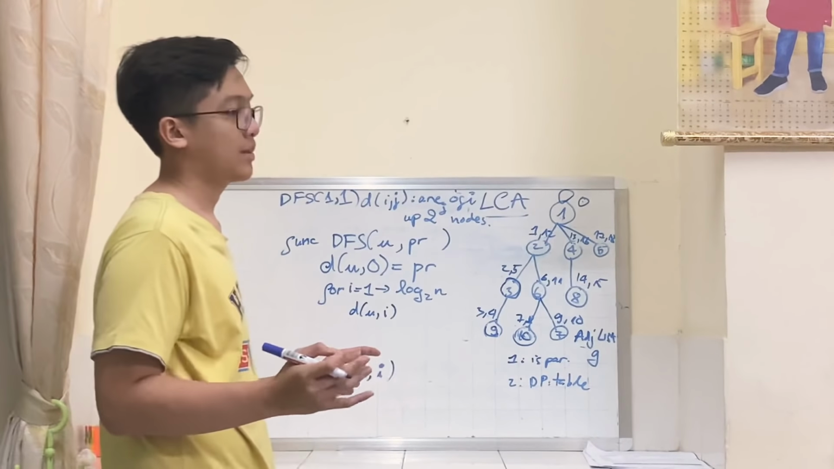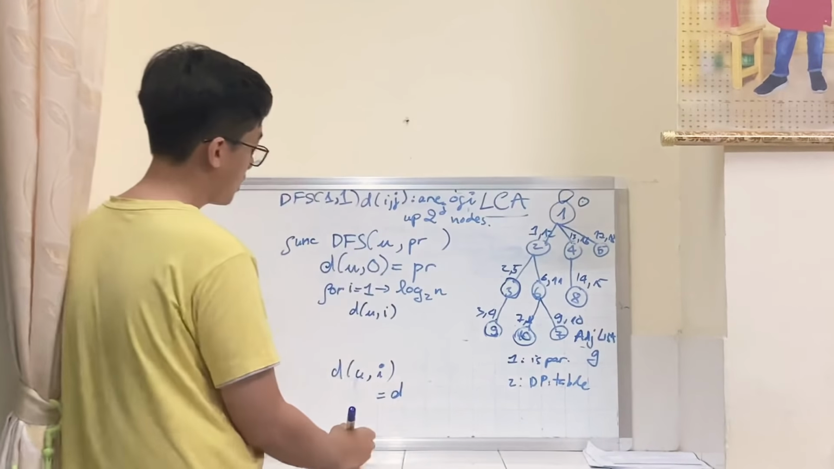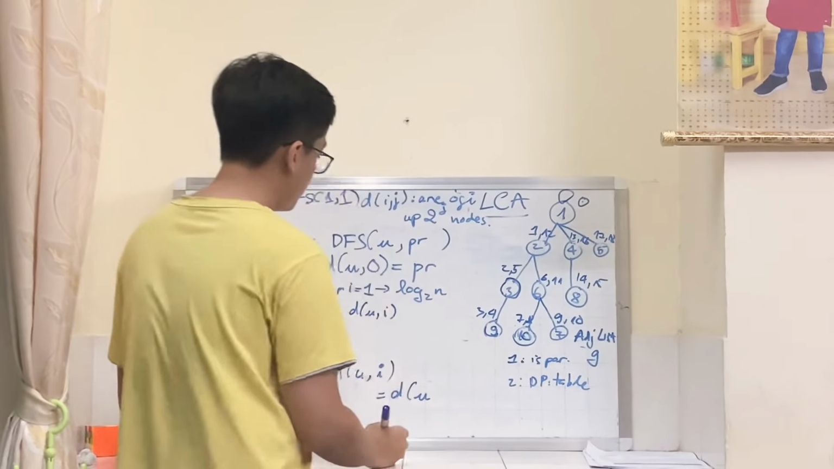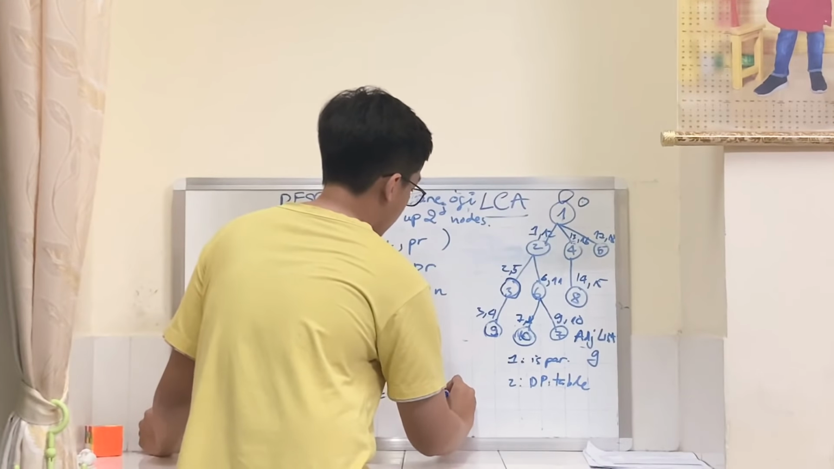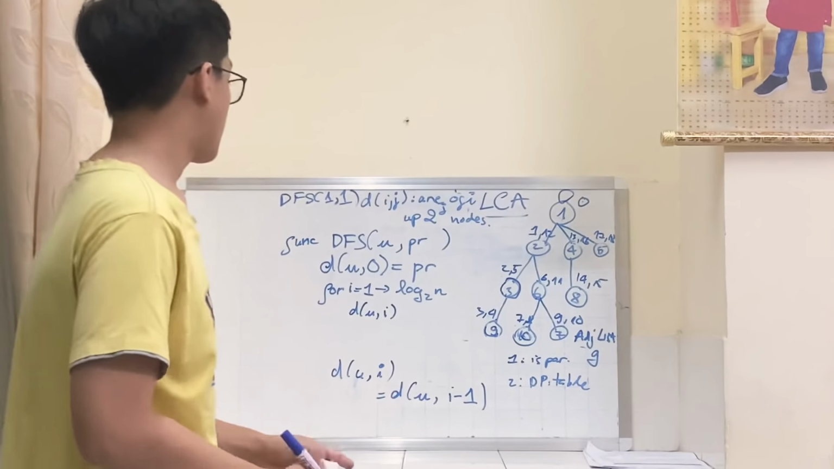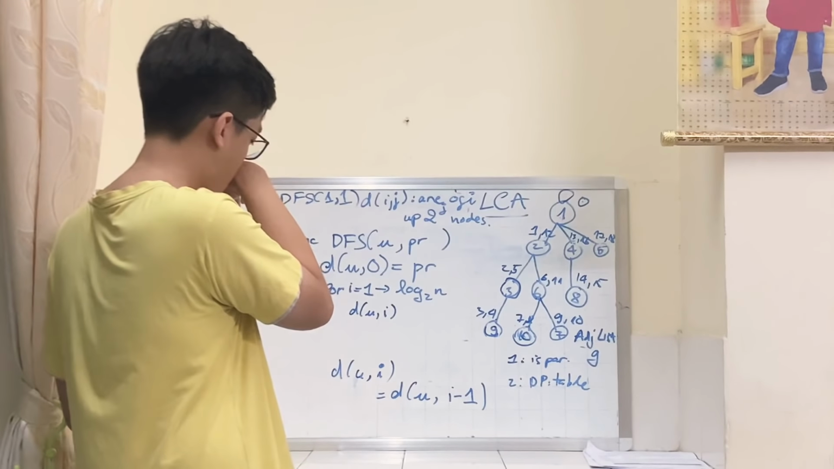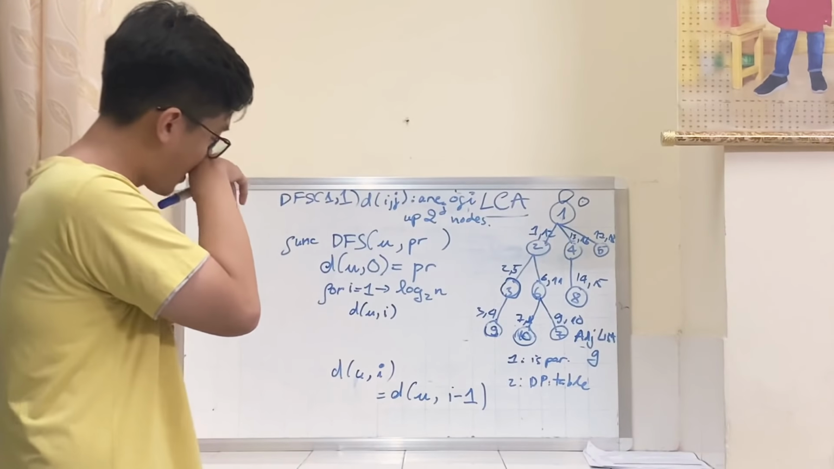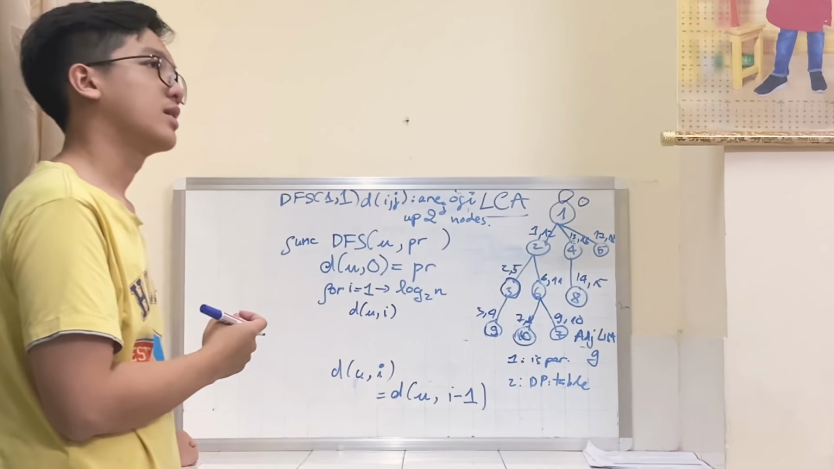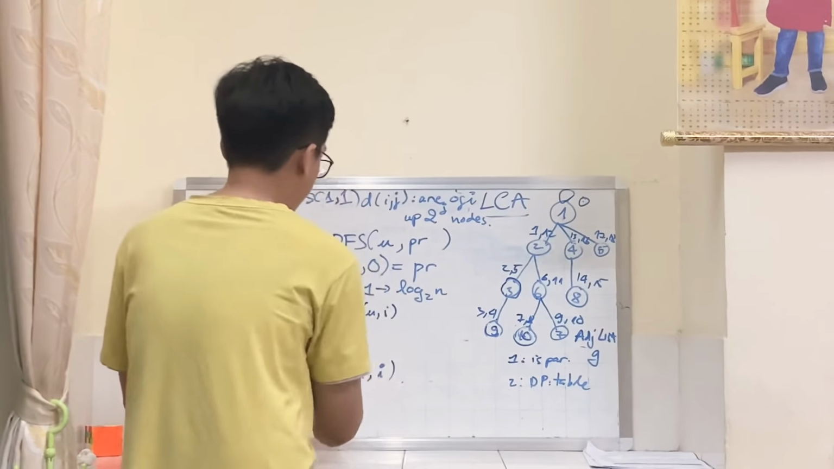the previous values will be pre-computed, so it will be equal to d[u][i-1]. Is it right? No, it's not correct.